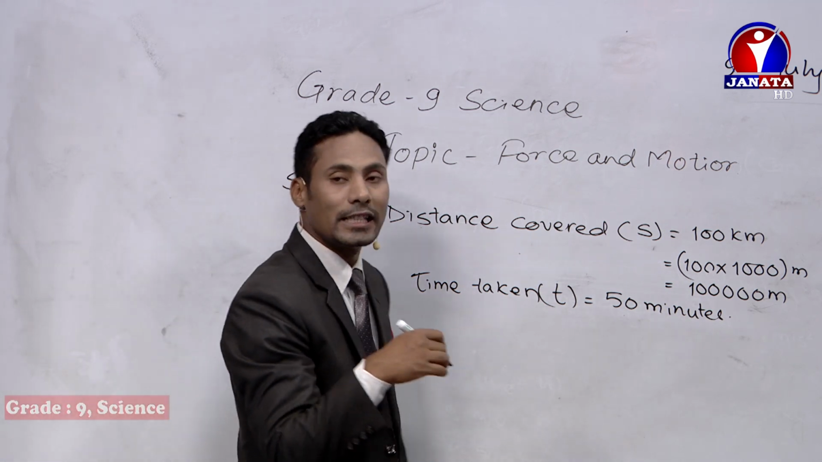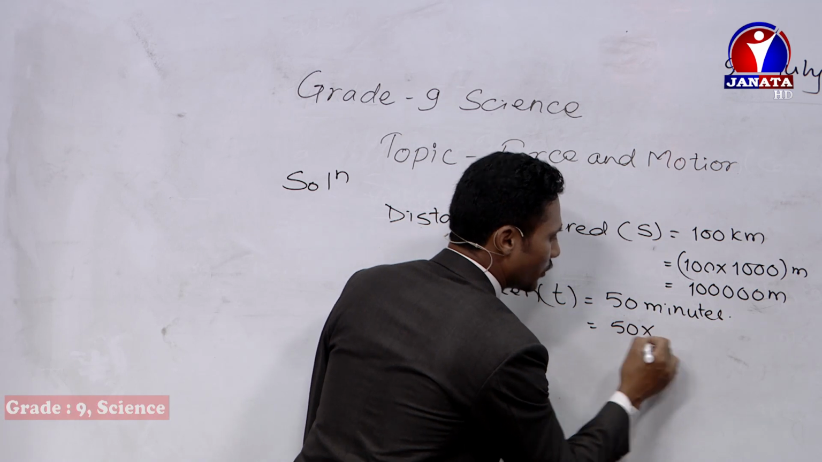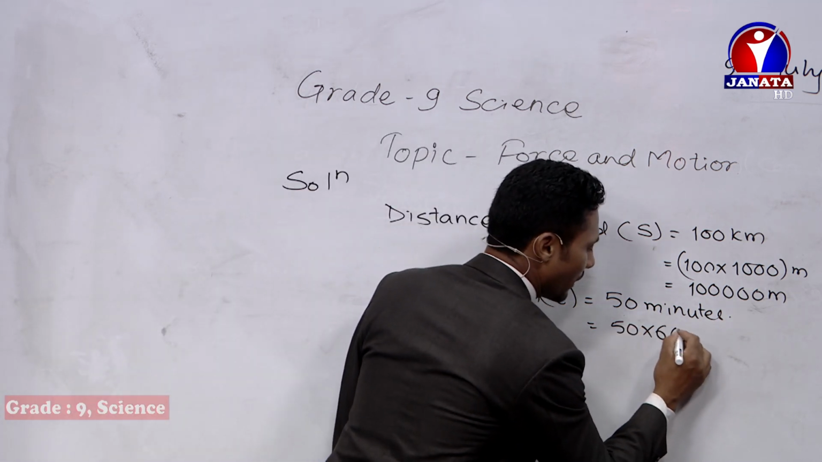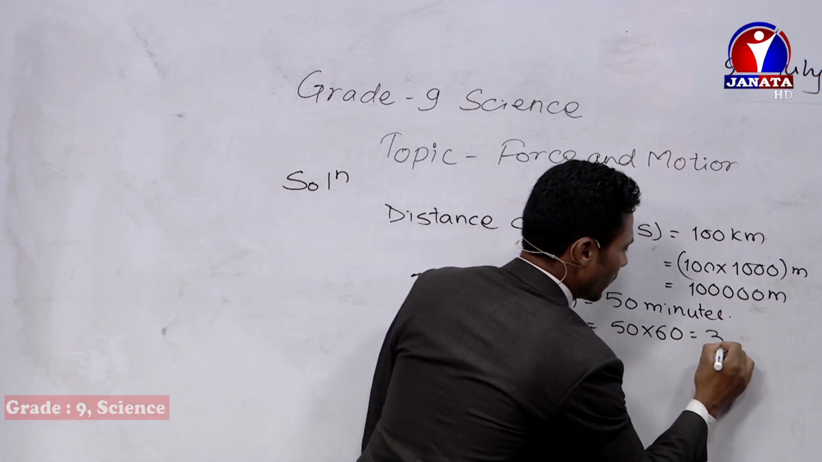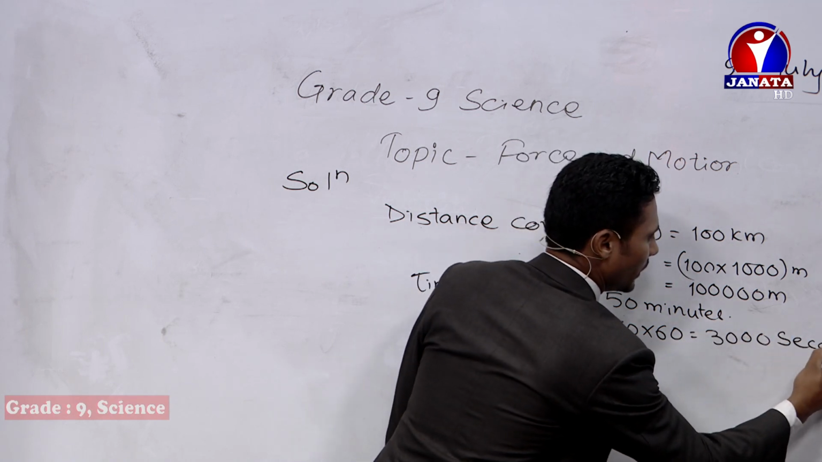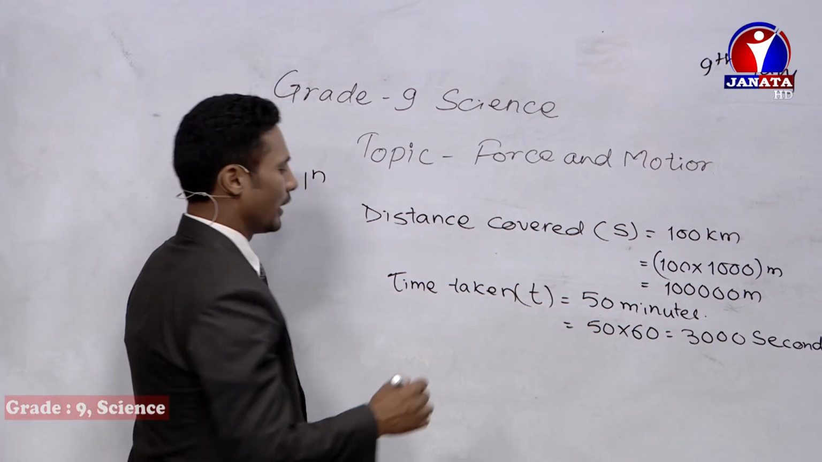So we will change this also in SI system of unit. That is 50 into, okay, 1 minute equals 60 seconds. That's why we need to multiply by 60. This one is 3000 seconds. Now we need to calculate the velocity.